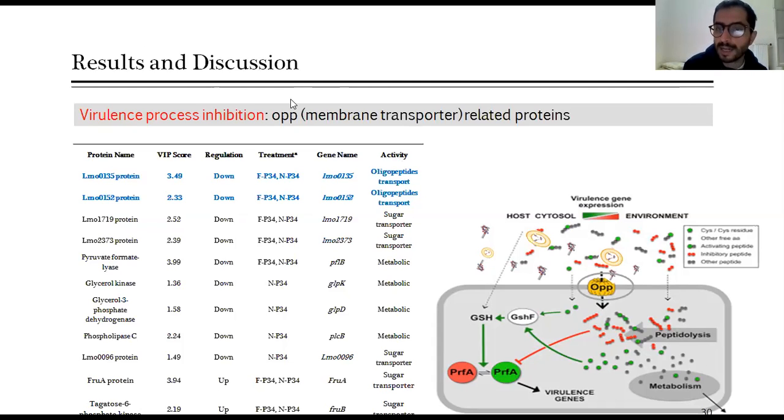These three proteins are related to the membrane transport that permits the detection of the external environment of Listeria. From other work, it's possible to understand that these proteins permit the detection of the host cytosol condition, when the PrfA key virulence factor is released and the virulence genes are translated.